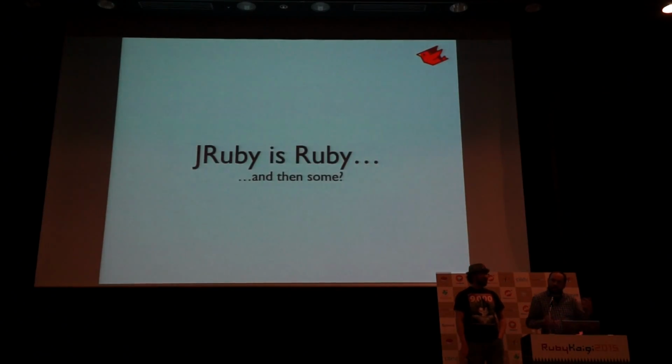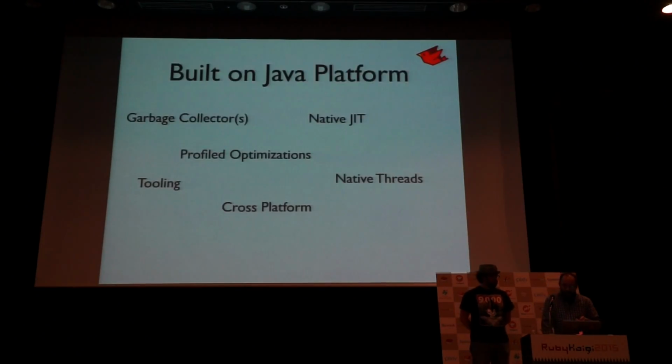For those few people that don't know what JRuby is, I'm going to talk just a short period of time about it. First of all, we're a Ruby implementation that tries to be as compatible with CRuby as we can, but our differences are a little more interesting. And most of those differences come because we're built on top of the Java platform. So we have multiple garbage collectors, and you can tune those and make your application perform better.